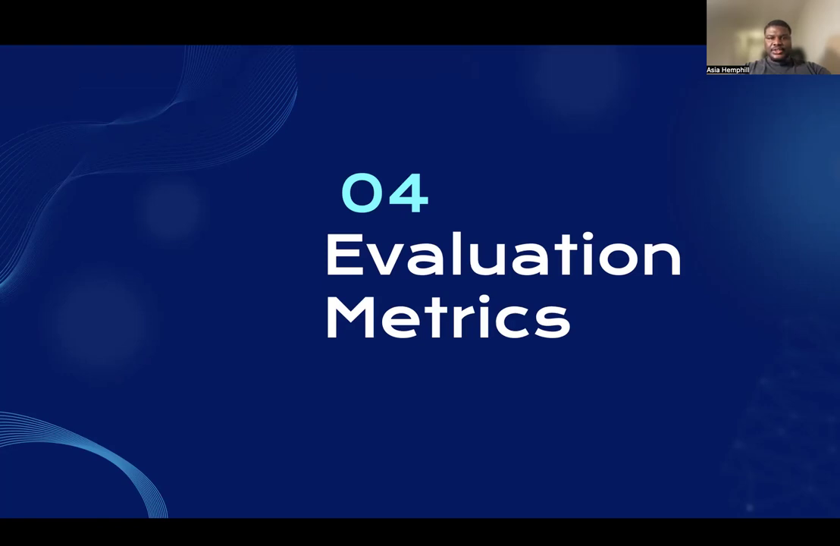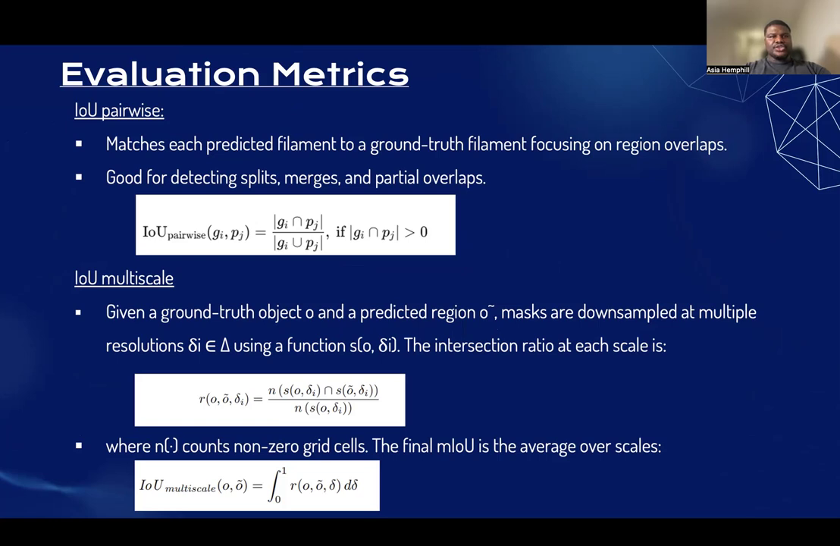Next, I will discuss the evaluation metrics we have used. We use two different evaluation metrics, the IOU pairwise and the IOU multi-scale. IOU pairwise shows the predicted region over the ground truth, but it fails to capture the barb fidelity during segmentation. As a result, we have also used the IOU multi-scale that gives predictions at different resolutions. This is better at capturing predictions while considering the barb during segmentation.